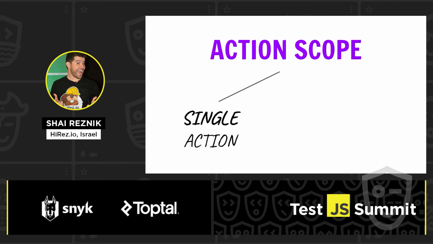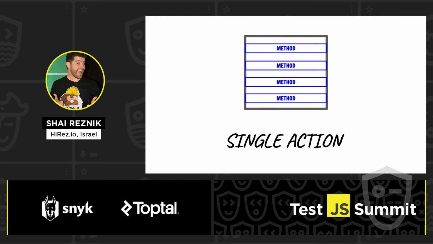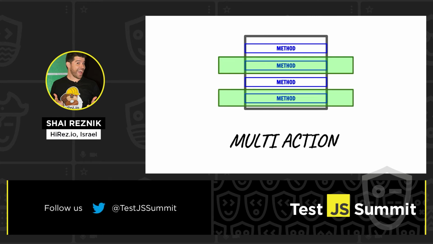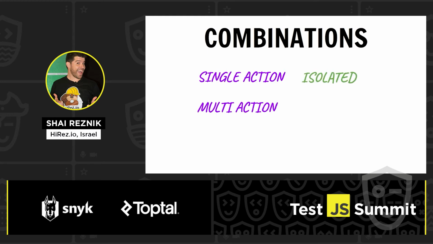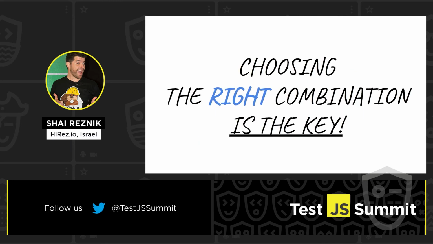Action scope means single action or multi-action test. So let's say we have a class with 4 methods. A single action test will test this one method. And in a multi-action test, we test several methods or functions, two things together in one test. This is a multi-action test. And we can have several combinations of these things, like a single action isolated test, or a multi-action integrated test, or a single action integrated test. We can have multiple combinations of these dimensions. But choosing the right combination is the key here. You have more effective combinations for different situations.